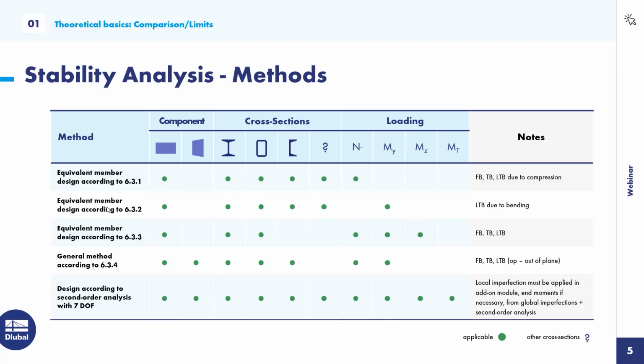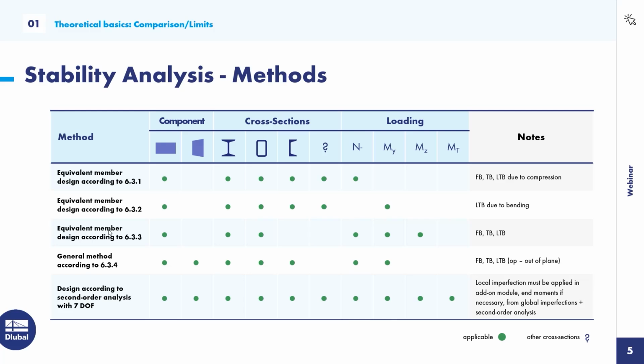Then the second line, equivalent member design according to 6.3.2. Uniform members in bending about the principal axis, and lateral torsional buckling due to bending will be done. It means this method is for pure bending beams.